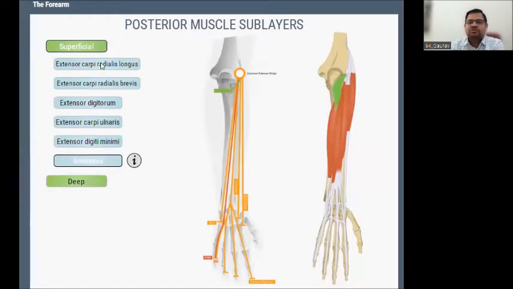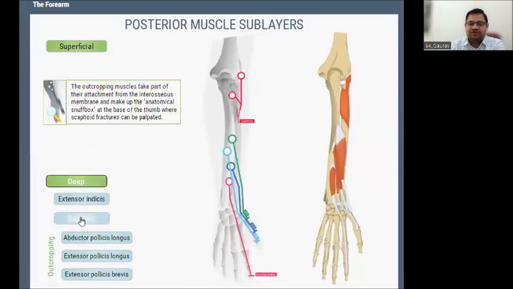So this was all the superficial group 1, 2, 3, 4, 5, 6, and if you include the brachioradialis also, then one more extra. Now coming to the deeper compartment of the same posterior part of the forearm. So there you can find 1, 2, 3, 4, 5, 6. Basically there are two extensor indicis, supinator, and then three are outcropping type: abductor pollicis longus, extensor pollicis longus, extensor pollicis brevis. So again, if you pay attention to the names, many things you are going to get. Extensor indicis means it will go to the index finger like this.